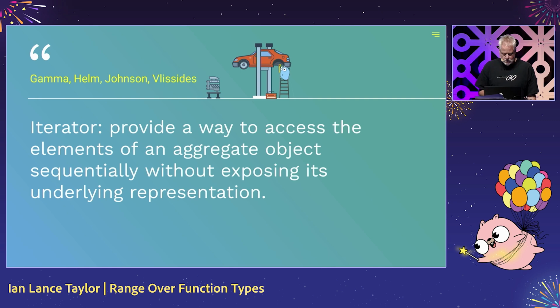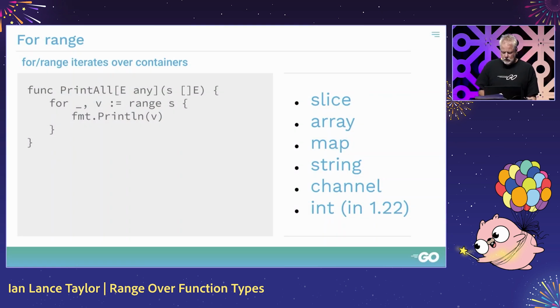And by the way, what this quote calls an aggregate object is what I've been calling a container. An aggregate object, or container, is just a value that holds other values, like the set type that we've been discussing. As we all know, Go does have container types that are built into the language: slices, arrays, maps. And it does have a way to access the elements of those values without exposing the underlying representation.